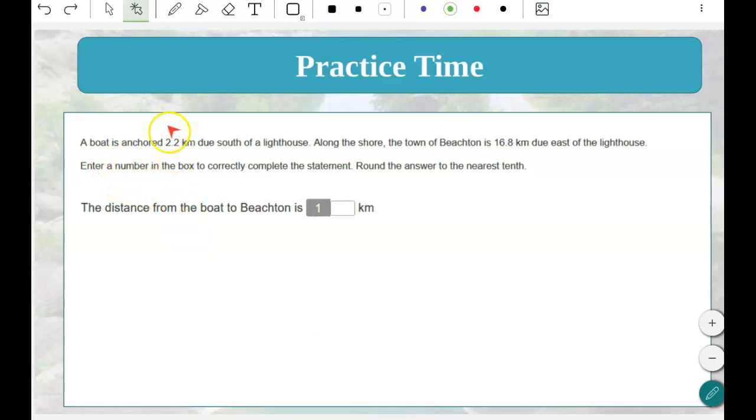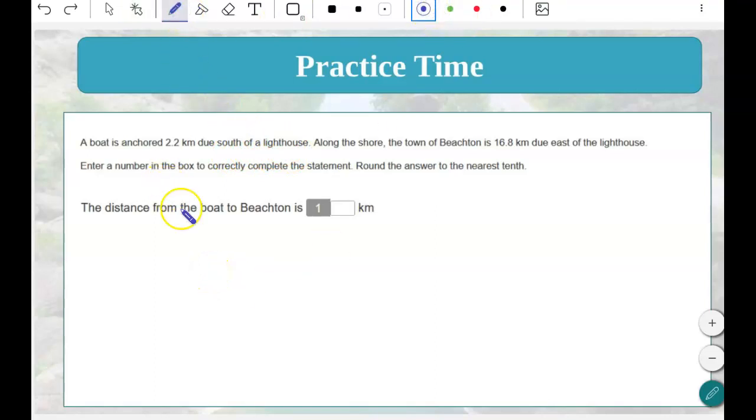Next one: a boat is anchored south of a lighthouse. Along the shore, the town of Beechton is 16.8 kilometers due east of the lighthouse. Enter a number in the box to correctly complete the statement: the distance from the boat to Beechton. Okay, so the boat is anchored 2.2 kilometers due south of a lighthouse.